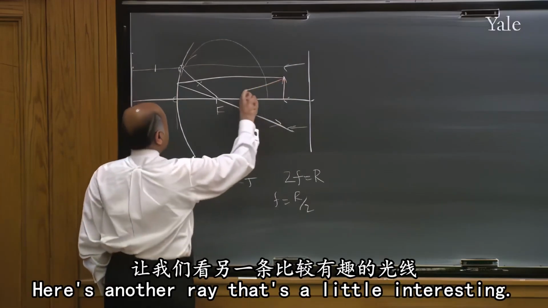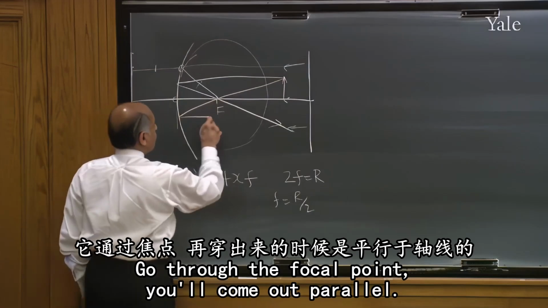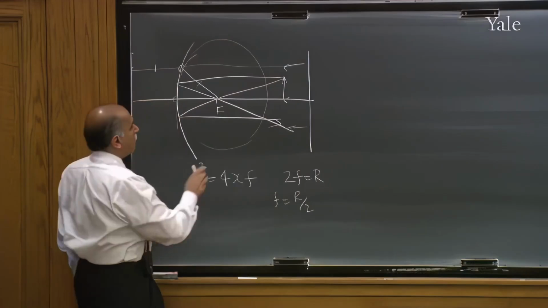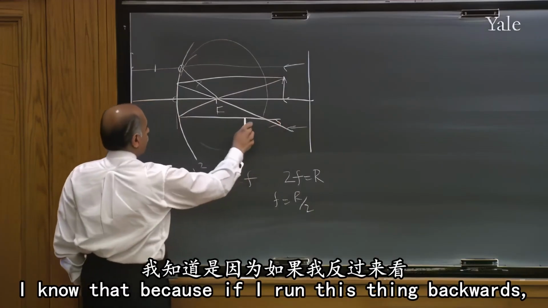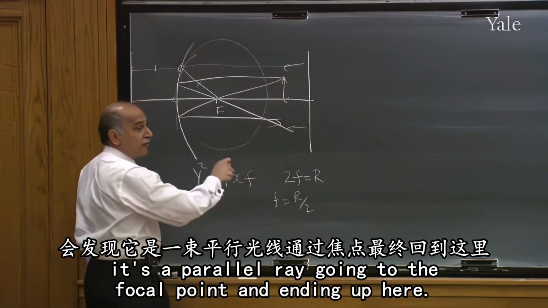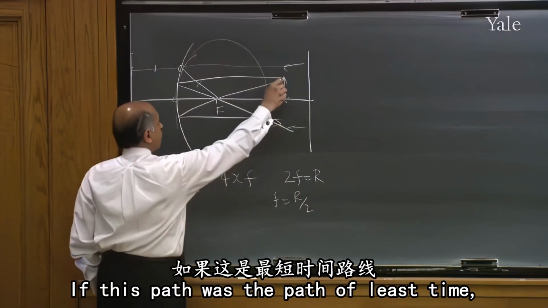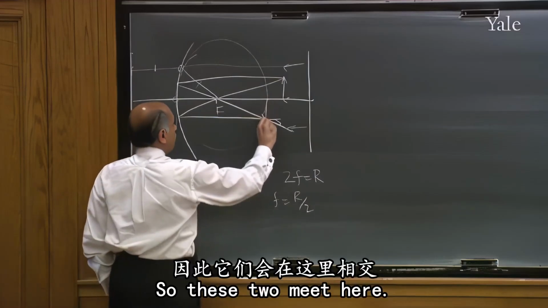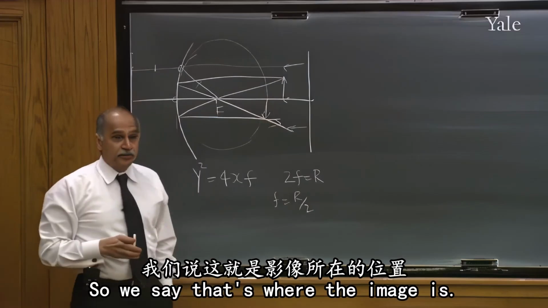Here's another ray that's a little interesting. Go through the focal point, it'll come out parallel. How do I know that? I know that because if I run this thing backwards, it's a parallel ray going to the focal point and ending up here. If this path was a path of least time, the reversed one should also be a path of least time. So these two meet here. So we say that's where the image is.